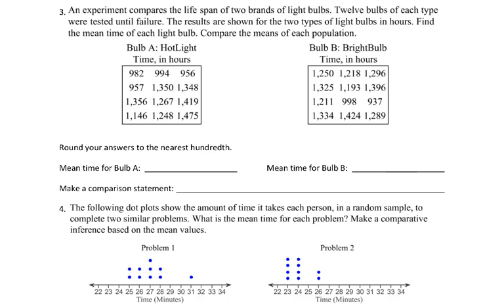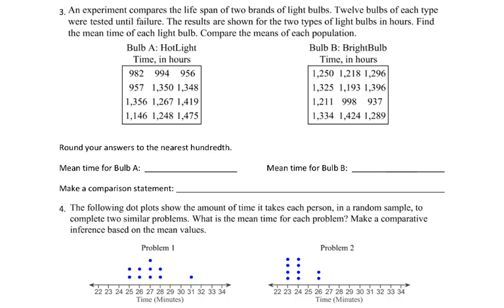So number 3 says an experiment compares the lifespan of 2 brands of light bulbs. 12 bulbs of each type were tested until failure. The results are shown for the 2 types of light bulbs in hours. Find the mean time of each light bulb and compare the means of each population.